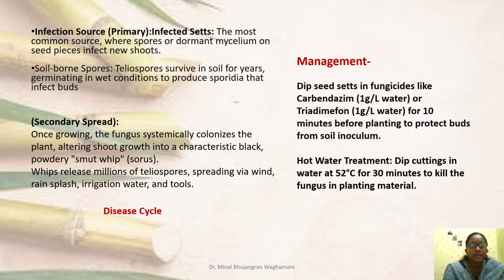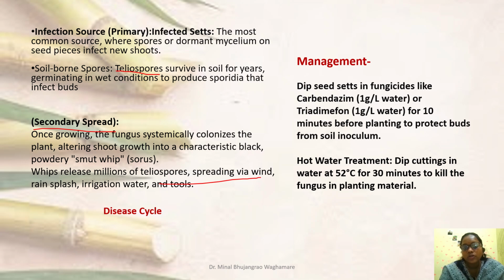Coming to their primary infection sources, it is the infected plant part or dormant mycelium and spores, that is teliospores. Teliospores are also called resting spores. They can survive in soils for many years and germinate when they get favorable conditions. Coming to the secondary spread or secondary infection, teliospores spread via wind, rain splash, irrigation water and tools and lead to secondary cycle infection.